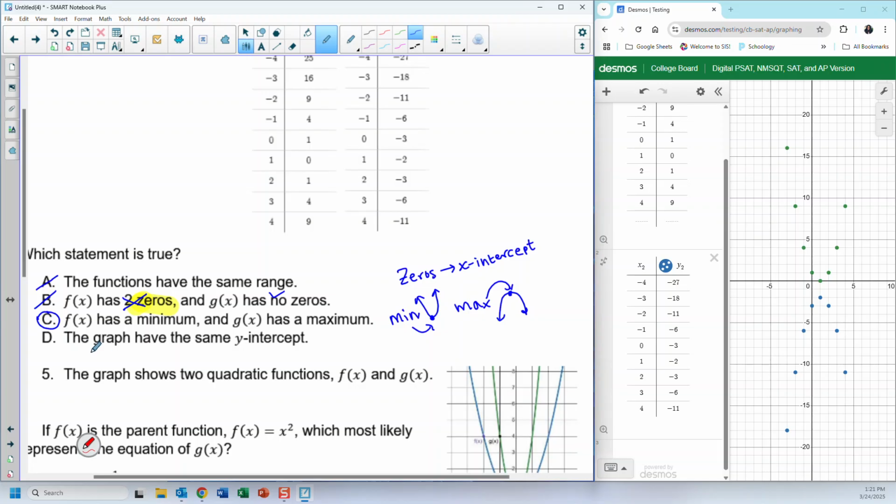Okay, and let's just check the last one. The graphs have the same y-intercept, and that's not true because here the y-intercept is at 1, and this one the y-intercept is at -3. So nope, that's not it either.